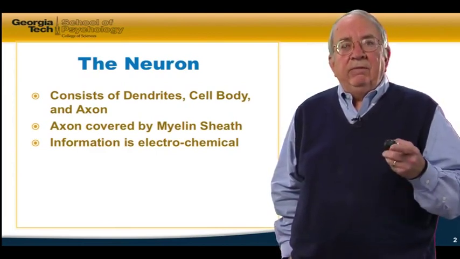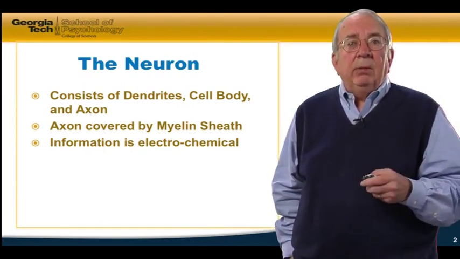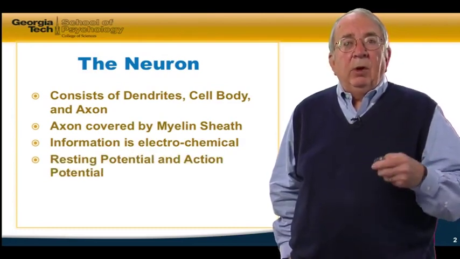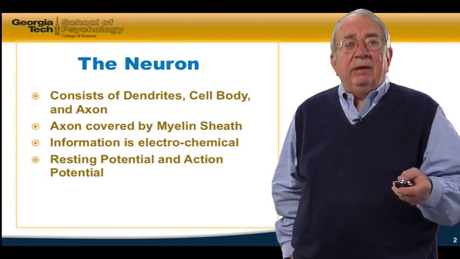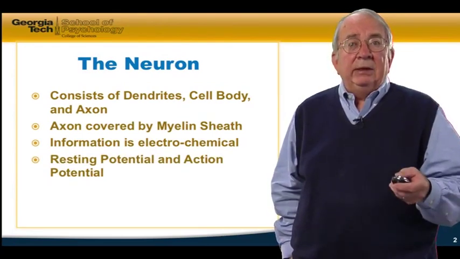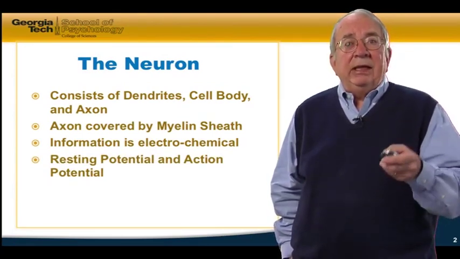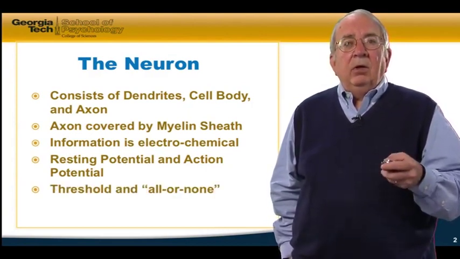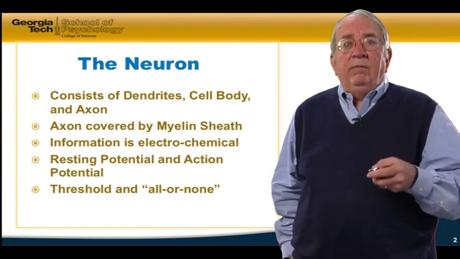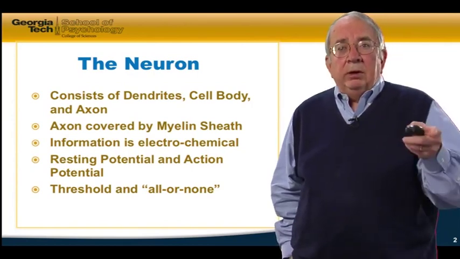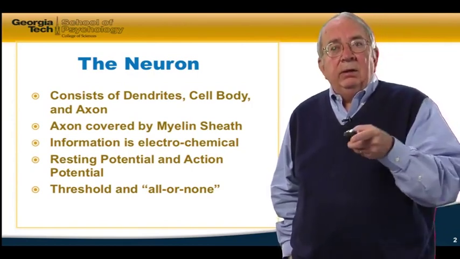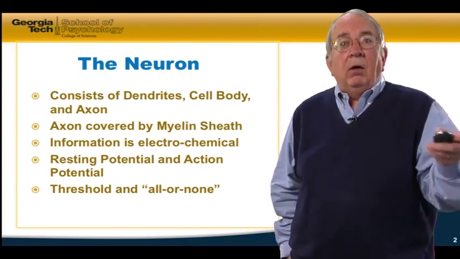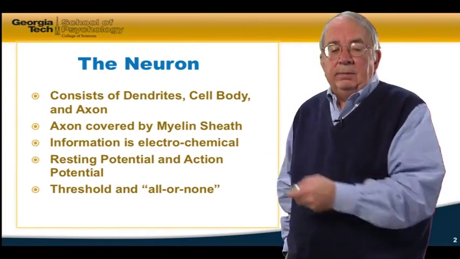The information, when it passes through the nervous system, is electrochemical, and we'll talk about that. Each neuron has both a resting potential when it's not being activated and an action potential when it is. The action potential is the information that's carried through the neuron. The neuron will fire, or it won't fire. It's all or none. There's no gradual or graded firing. If it reaches its threshold, it'll fire all the way down to the end of the axon.